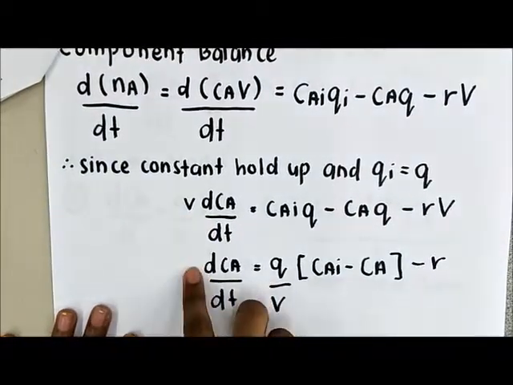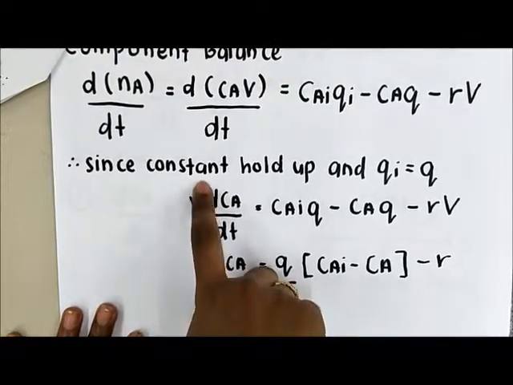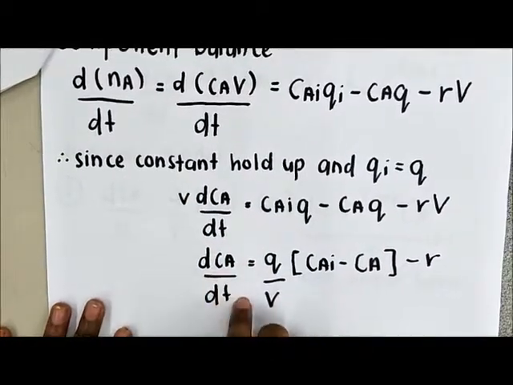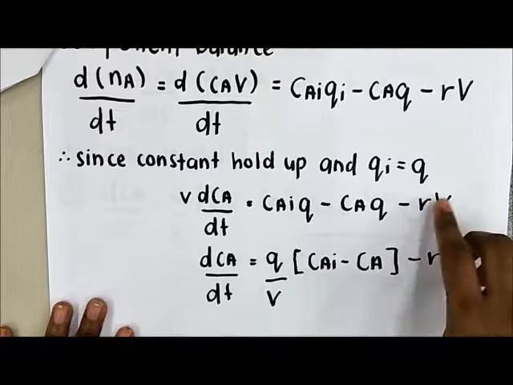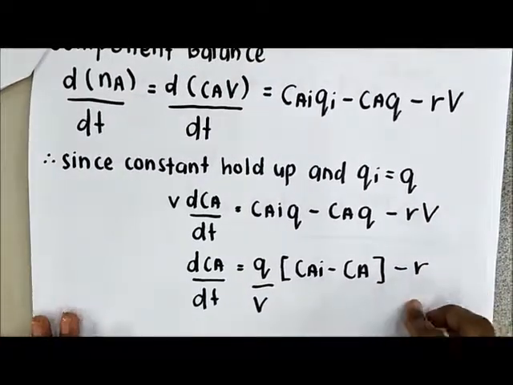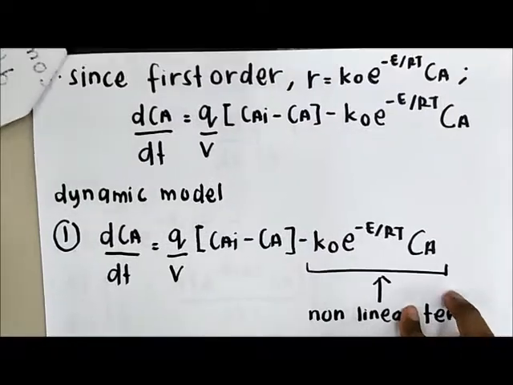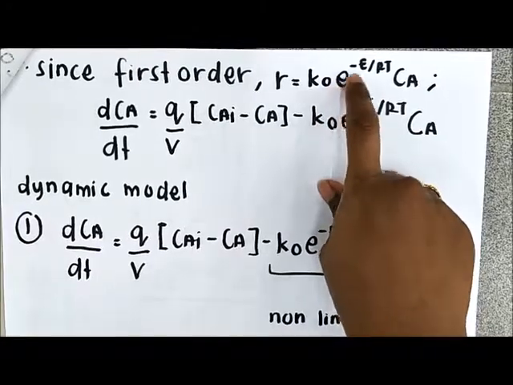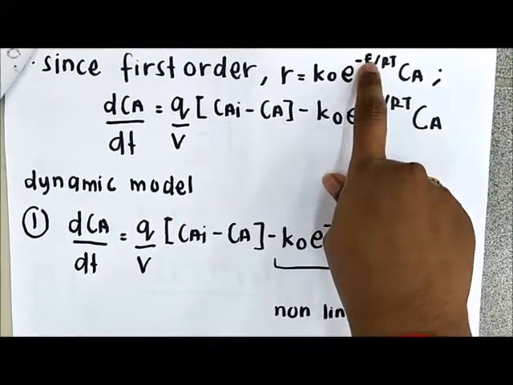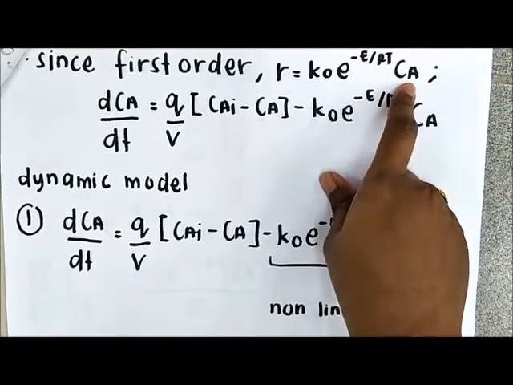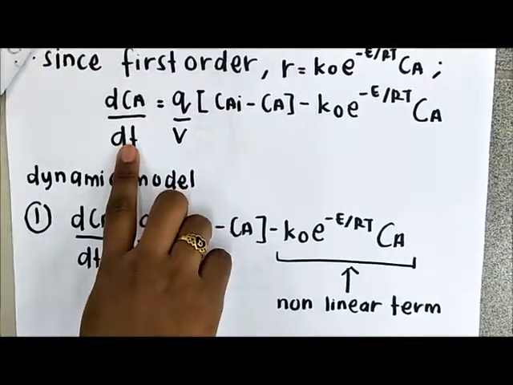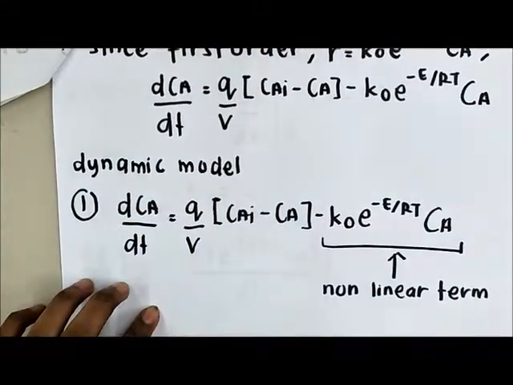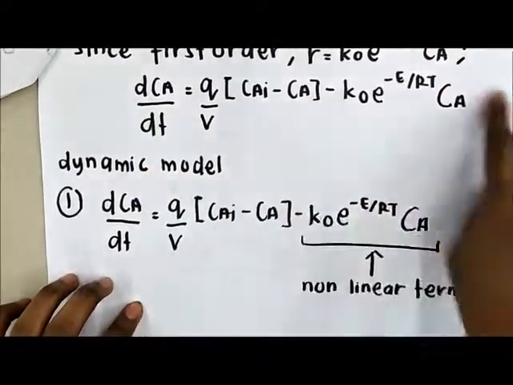And the next step is to divide everything by V. So we will only get dCA over dt, and here will be divided by V, and here the V will be missing. So this is the last one. And then since it's first order, R will be equivalent to k0 e to the power of negative E over RT, times CA. So dCA over dt, from the previous, just replace the R with this one. So our dynamic model will be exactly the same thing.